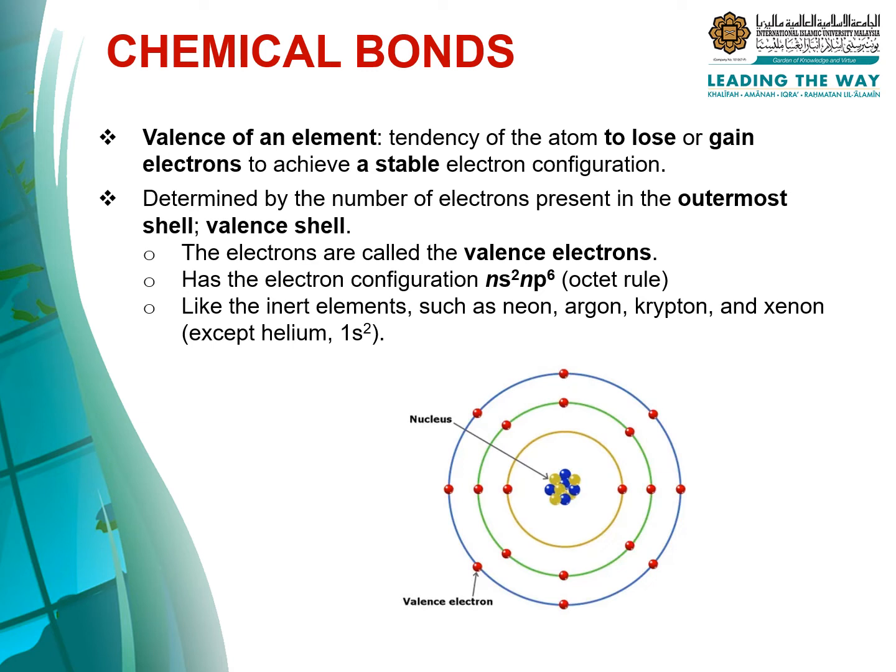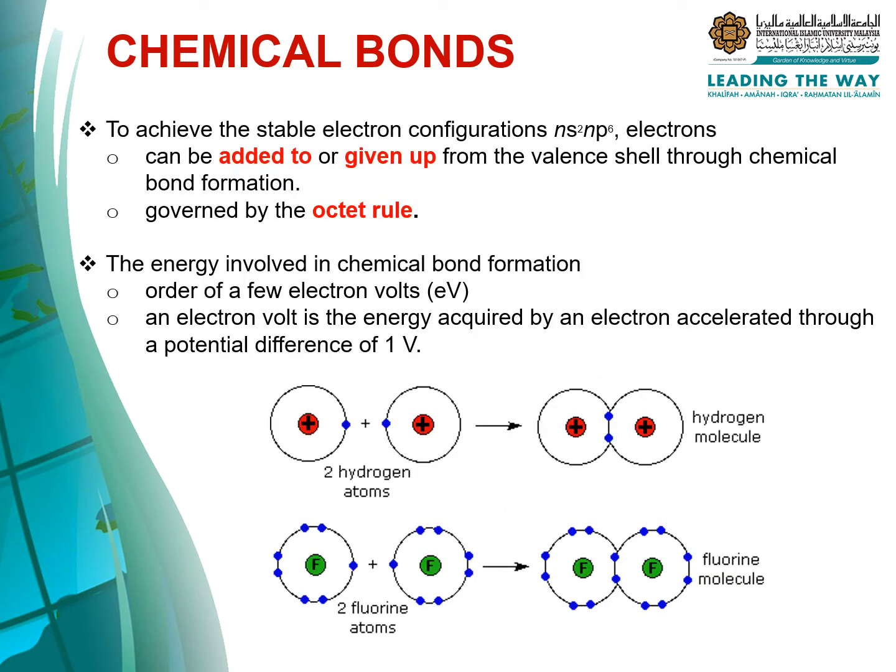Like inert elements such as neon, argon, krypton, and xenon, except helium, which is 1s2. To achieve the stable electron configuration ns2 np6, electrons can be added to or given up from the valence shell through chemical bond formation, governed by the octet rule. The energy involved in chemical bond formation is on the order of a few electron volts, and the electron volt is the energy gained by an electron accelerated through a potential difference of 1 volt.